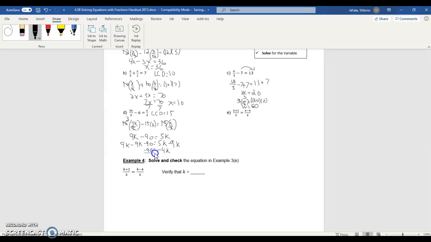Now I can divide both sides by negative 4. The negative 4s will cancel out. And I get negative 90 divided by negative 4. You can simplify that to 45 over 2. Make sure you write it in the simplest terms. Is equal to k.